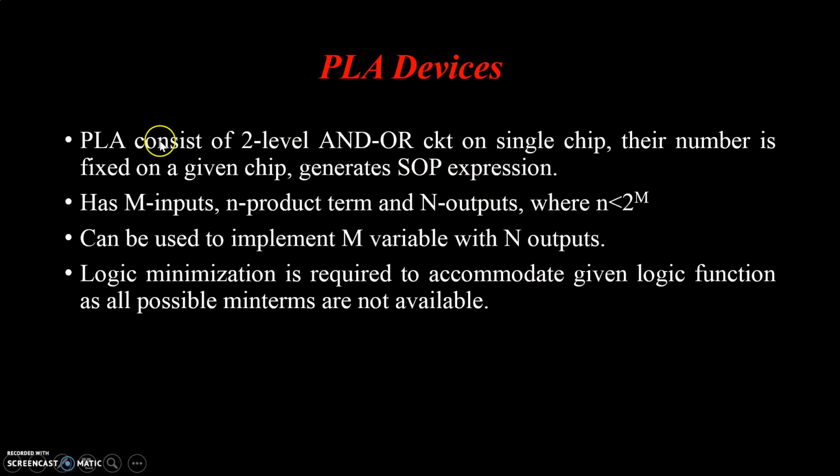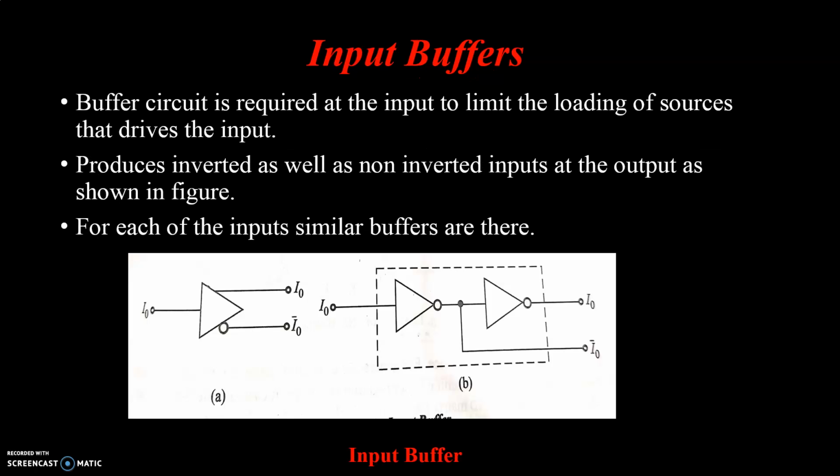PLA devices consist of a two-level AND-OR circuit on a single chip. Their number is fixed on a given chip, and they generate expressions in sum of product form. It has m inputs, n product terms and n outputs, where small n is less than 2 raised to capital M. It can be used to implement m variables with n outputs. Logic minimization is required to accommodate the given logic function, as all the possible minterms are not available.